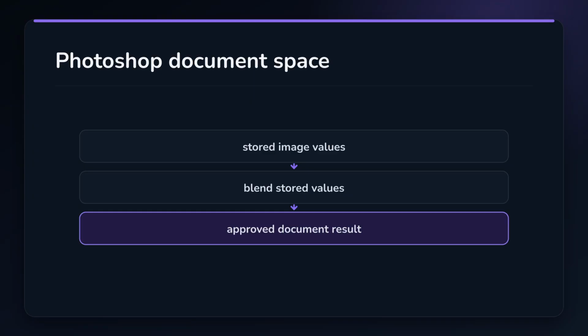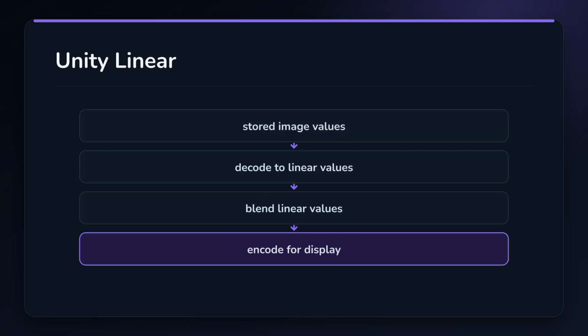With the settings used by our Photoshop documents, Photoshop blends the stored image values directly. Unity in linear mode first translates them into linear values, blends there, and translates the result back for display. The opacity formula has not changed. The colors have not changed. Different numbers enter the formula, so the midpoint changes.